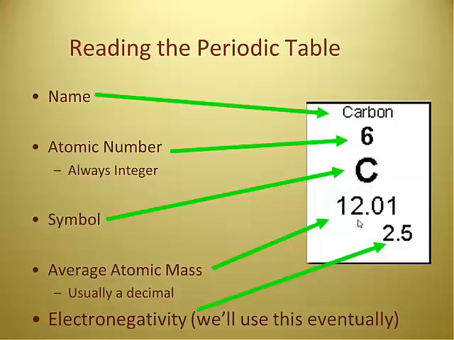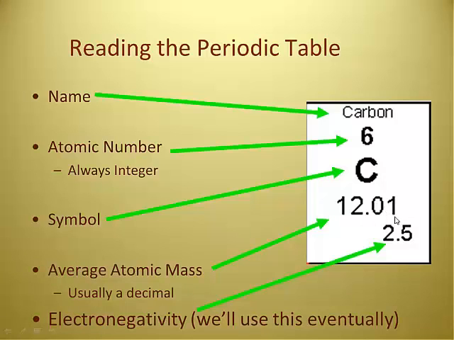Some of the elements have one symbol to represent them. Some of the elements have two symbols, correct? Right, so if this was copper, it would be a lowercase symbol after the uppercase. But this is not copper. The average atomic mass is usually a decimal, 12.01 in the case of carbon.